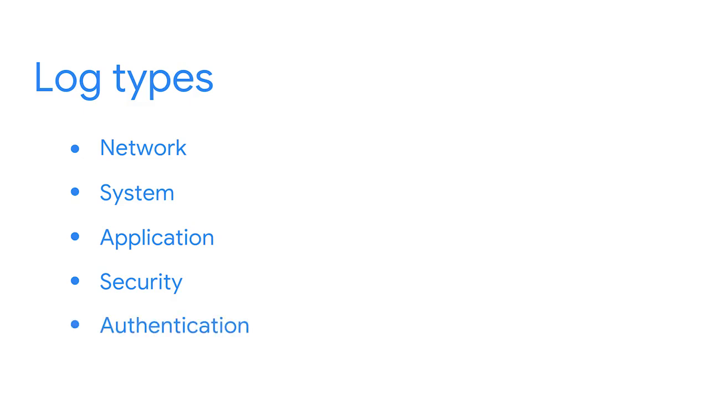These include network logs, which are generated by devices such as proxies, routers, switches, and firewalls, and system logs, which are generated by operating systems. There's also application logs, which are logs related to software applications. Security logs, which are generated by security tools like IDS or IPS. And lastly, authentication logs, which record login attempts.